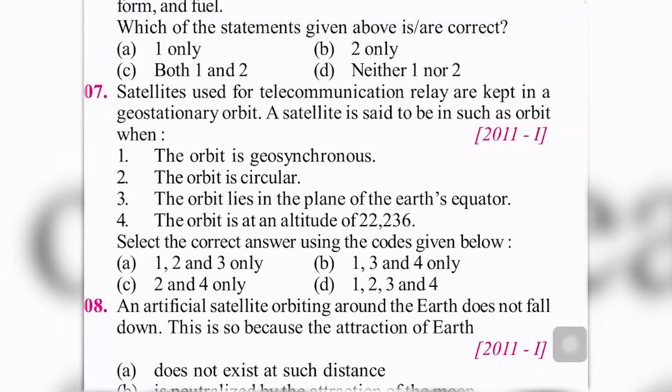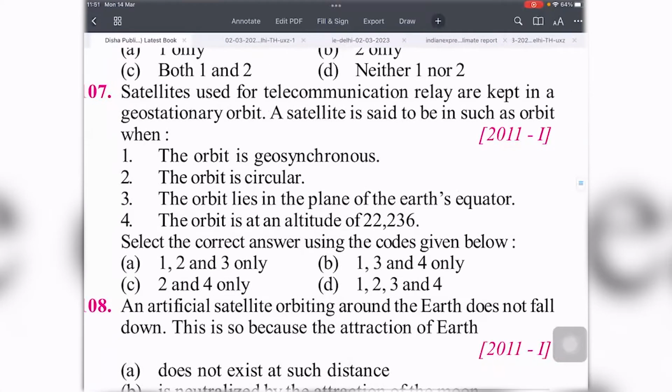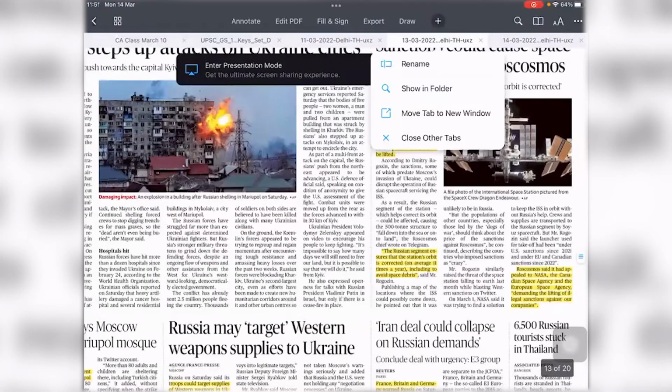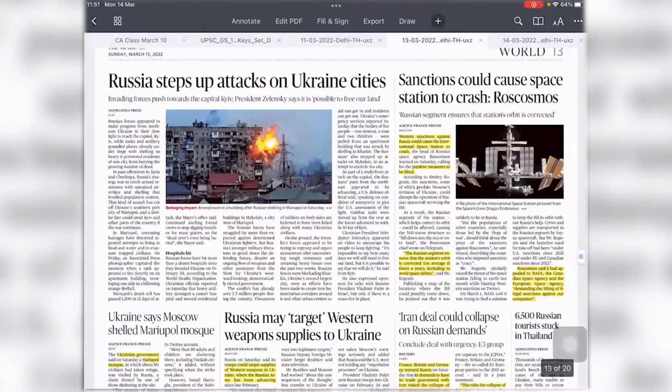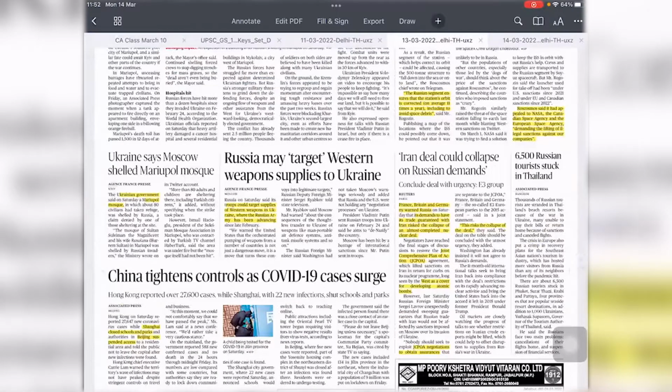So by tomorrow, if you have to come to the class, what is your homework? Satellites. So newspaper, nothing is there. No, it's okay. Okay, we will go to today's newspaper and I will ask questions. Why? Don't worry.